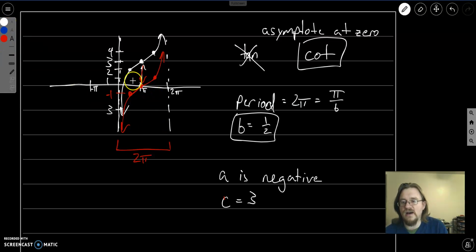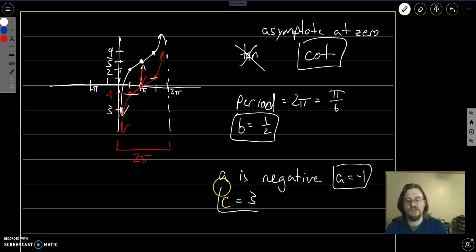And we know that a cotangent function would normally have a height 1 and a height -1. So we haven't stretched our function at all. Normally it passes through 1 and -1, halfway between the center and the outside. So a is in fact going to be equal to -1. We haven't stretched it at all, just flipped it over. So our function is going to be negative cotangent of 1/2 theta plus 3.